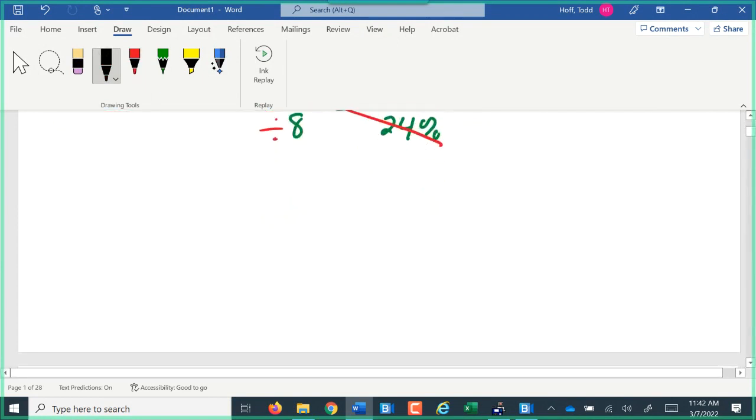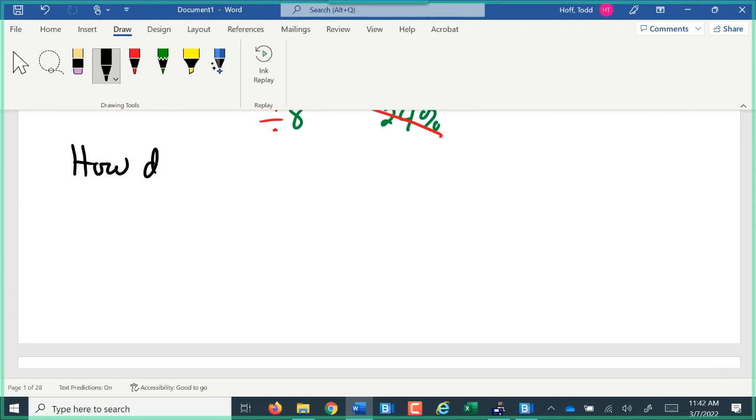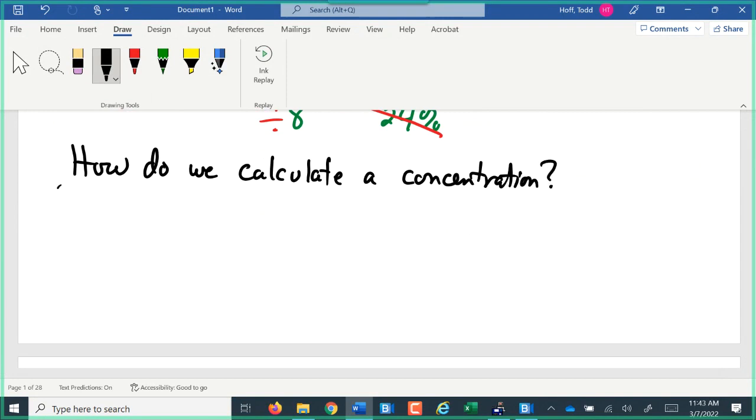So we've looked at these concentrations a lot. Today I want to take a little time, step back, and look at how do we calculate concentration. This is not as simple as it might look, because when we're dealing with solutions, certain things are not additive.